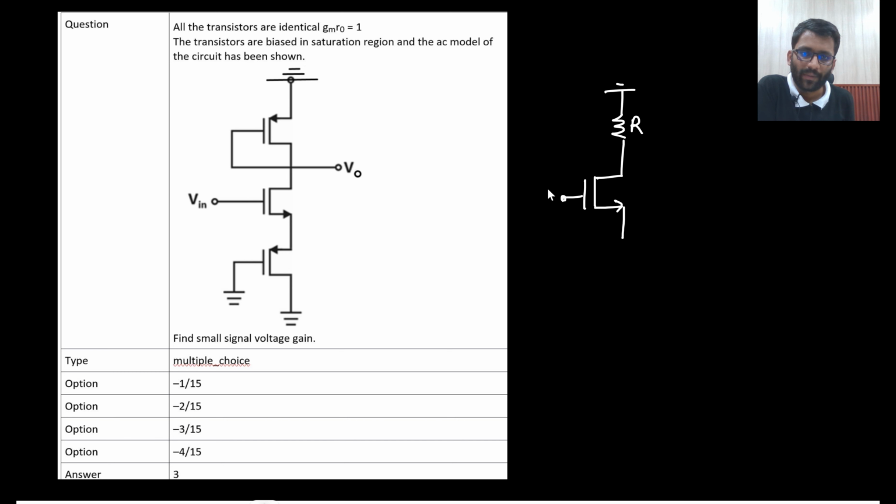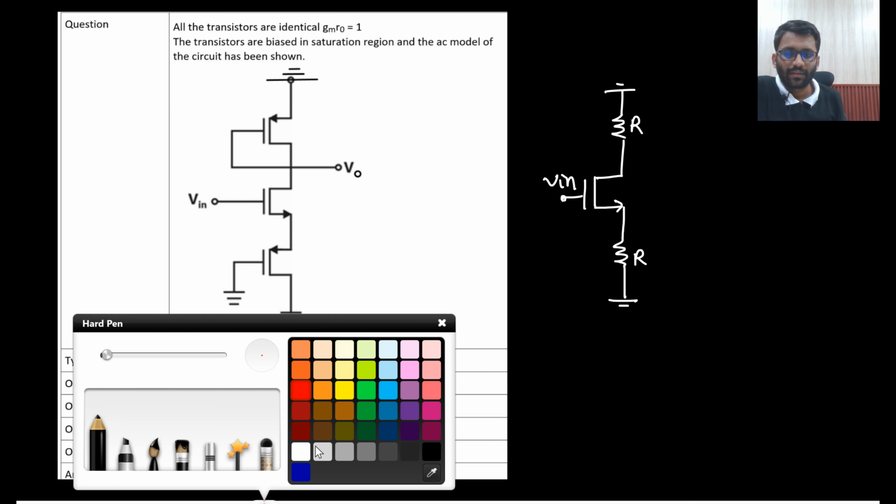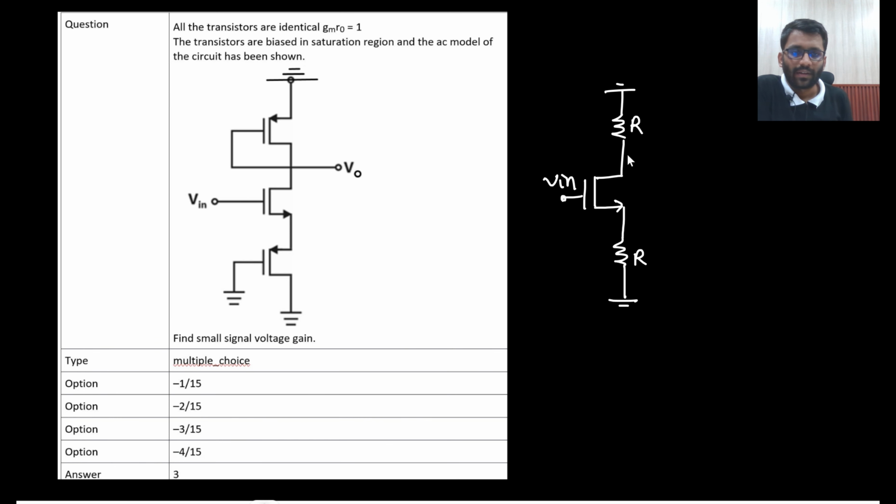And here we have applied V in. Then from this node to ground, what do you see? Tell me. From this particular node to ground, again 1 by Gm parallel with R0. Say yes or no? So again I am denoting it with R. From here to ground, 1 by Gm parallel with R0, right? And then this is the resistance R0.